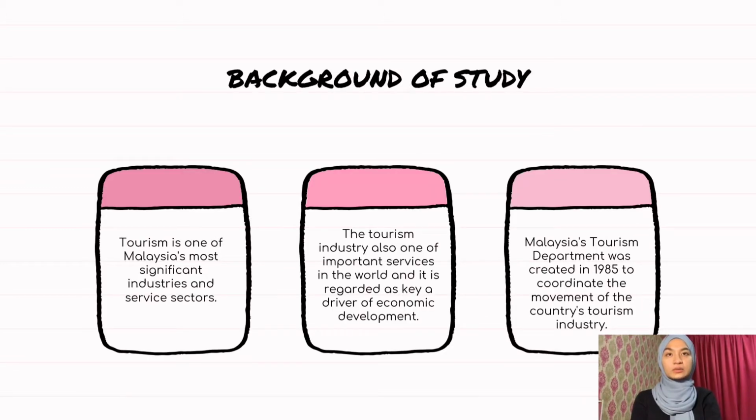Background of study. Tourism is one of Malaysia's most significant industries and service sectors. The tourism industry is also one of the important services in the world, and it is regarded as a driver of economic development. Malaysia's Tourism Department was created in 1985 to coordinate the movement of the country's tourism industry.